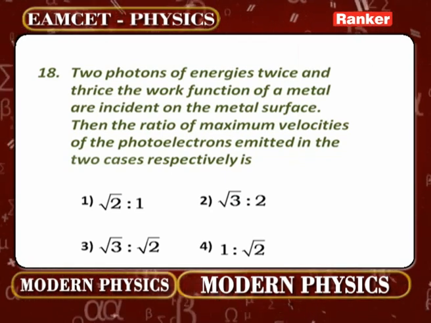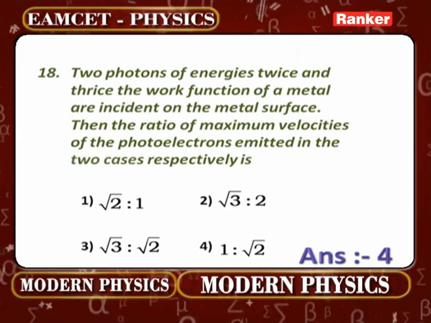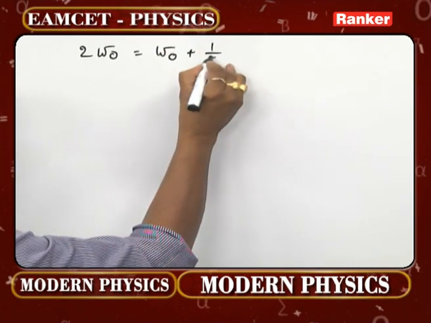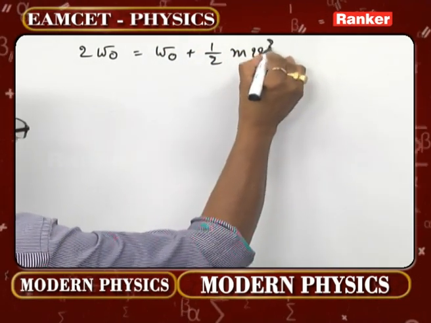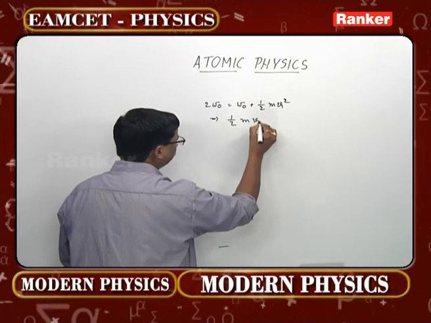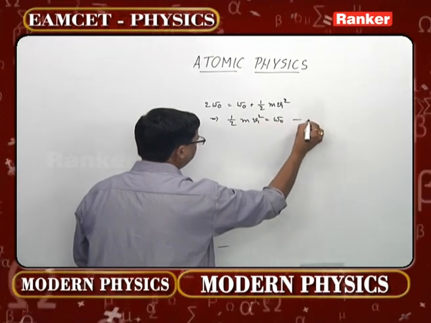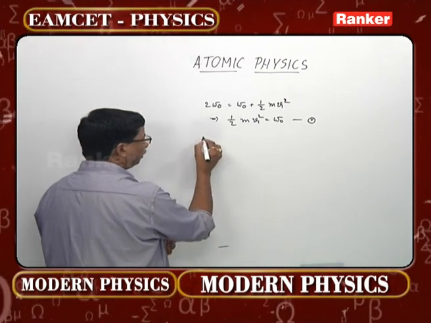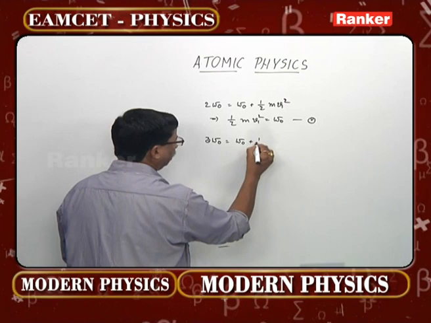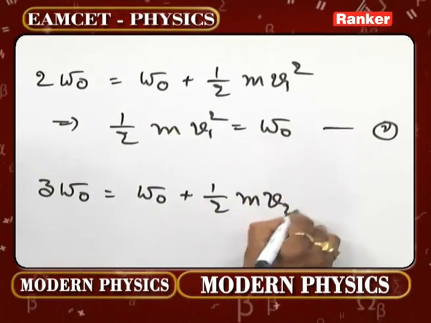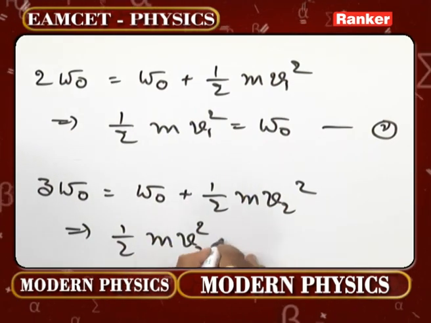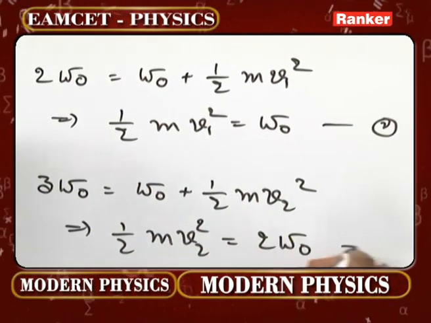2 times the energy, 2 times the work function. So 2W0 is equal to W0 plus half mv1 square. That is the first equation. So can't you write half mv1 square is equal to W0? That is your first one. What is the second one? 3W0 is equal to W0 plus half mv2 square. Therefrom I can write half mv2 square is equal to 2W0.